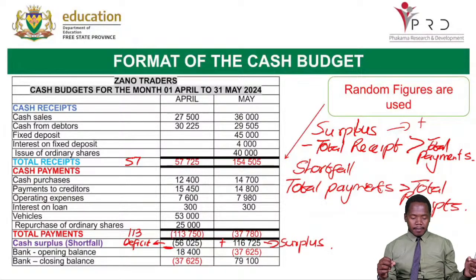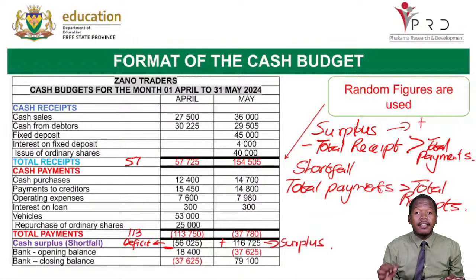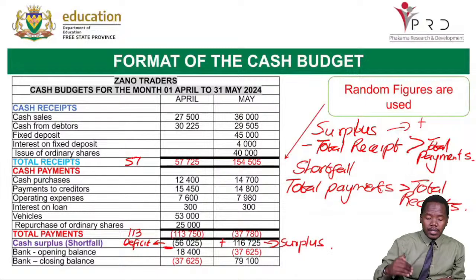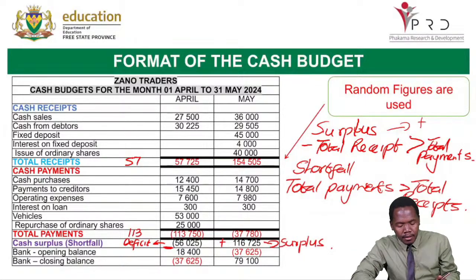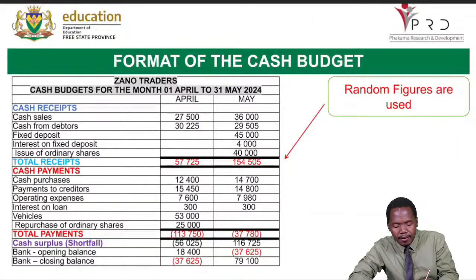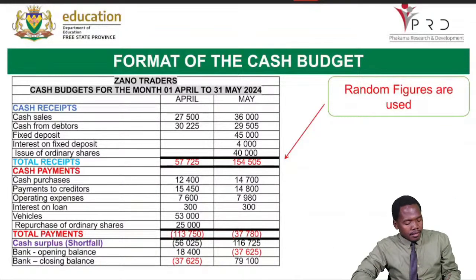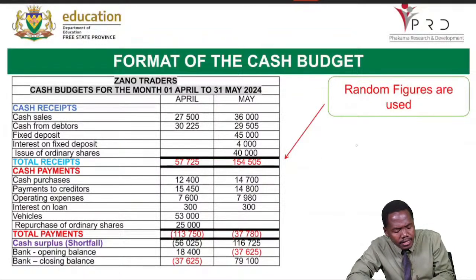two items. Last two items on the question paper, they are supposed to give you one of the balances, whether the opening balance or the closing balance for any of the months. Okay? Now, I want us to look at that. Let me just clear this. Now, the opening balance, we assume the 18,000.